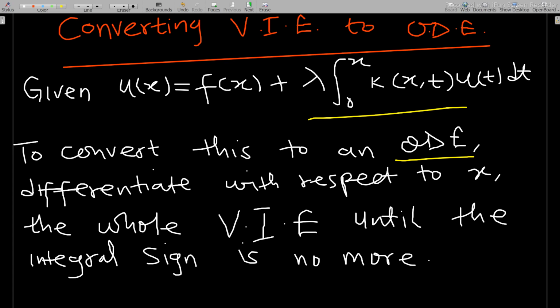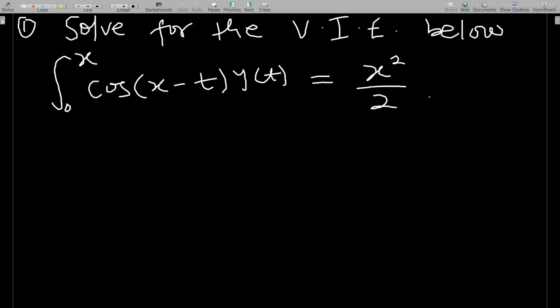Alright, let's pick an example and go through it. So this is an example. Solve for the VIE below, and this is it: the integral from 0 to x of cos of the expression (x minus t) y of t. There's supposed to be a dt here, okay? Let me erase that and write it for you better. There's supposed to be a dt here, and it's equal to that, okay? So now with this, how do you go about it? How do you solve it?